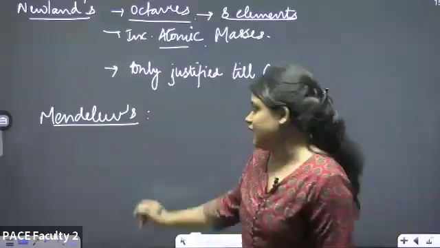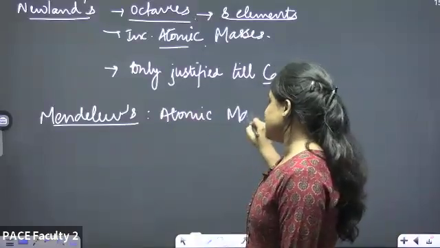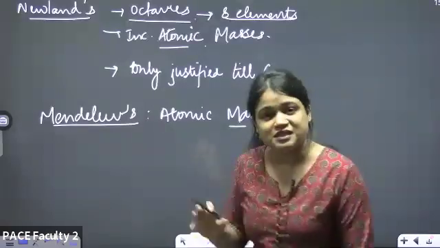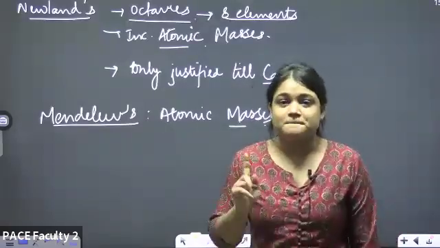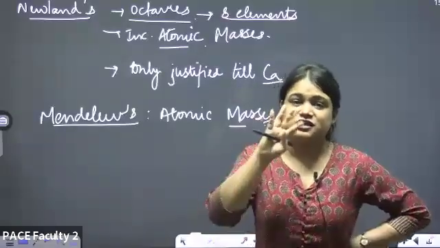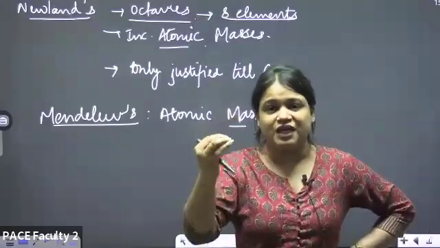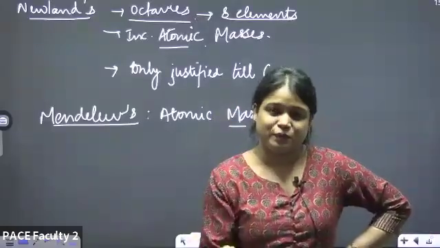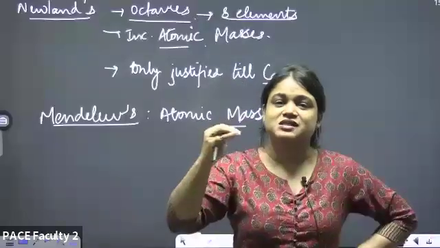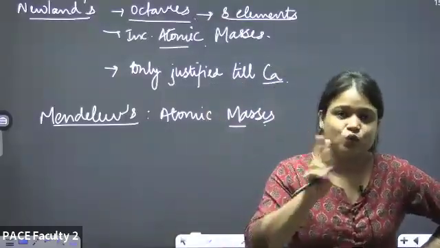Mendeleev का भी criteria क्या था? Again, atomic masses was his criteria. That is, he also arranged the elements in increasing atomic masses. But he was very smart. He arranged them in a particular periodic format so that every element which showed similar property fell in the same column. So he said that my table will have two things.